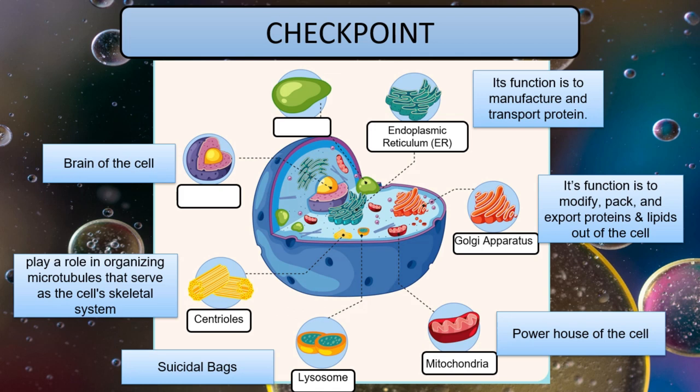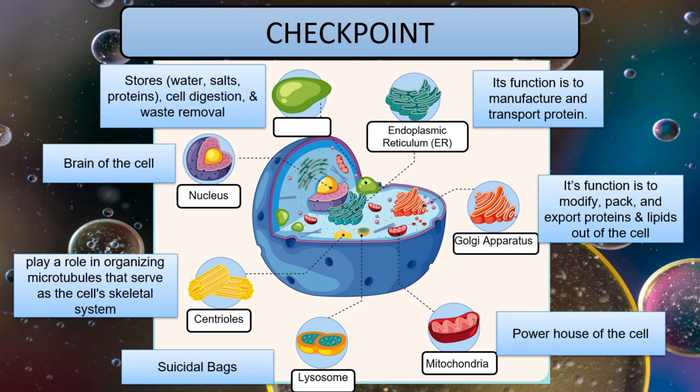Next, it is the brain of the cell. It is the nucleus. And lastly, it stores biochemicals like water, salts, proteins, and has a role in cell digestion and waste removal. It is the vacuole. It seems that you really understand our topic for today.